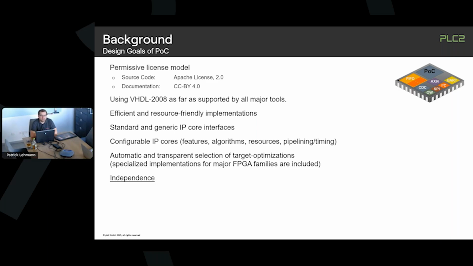Our IP cores have lots of configuration options. That means you can enable and disable features. You can select certain algorithms. You can select how many resources are consumed. You can set up pipelining and timing parameters, whatever you like.